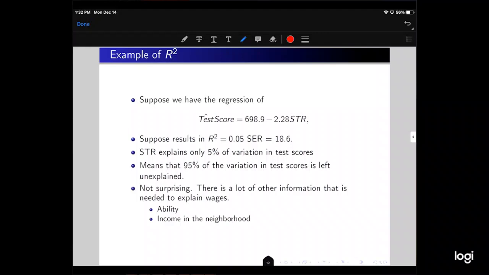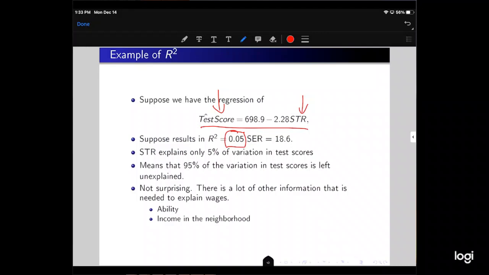So the book gives us the regression equation of test scores related to student-teacher ratios, and this is what we get. Suppose this results in an R squared value of 0.05 and a standard error of regression of 18.6. This regression says that student-teacher ratios explain only 5% of the variation in test scores. That's this value here. In other words, our x variable, student-teacher ratios, is only explaining 5% of the variation in test scores.